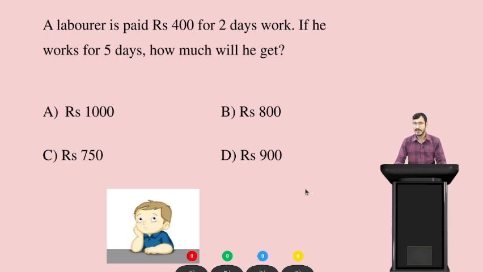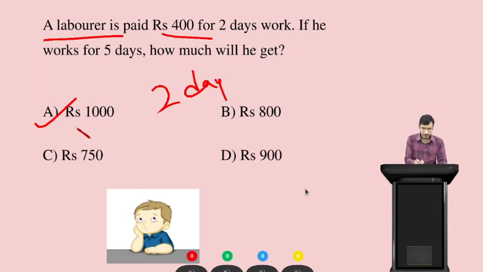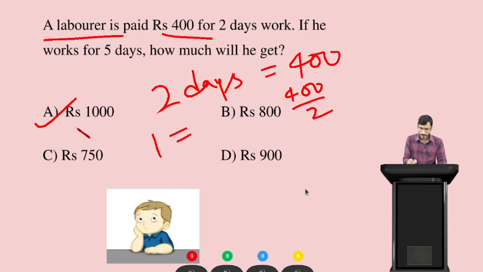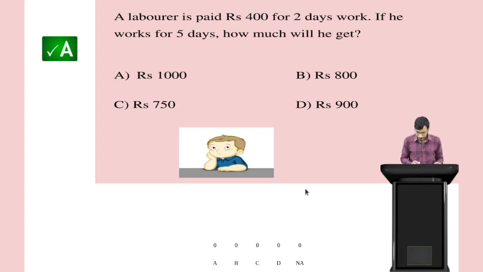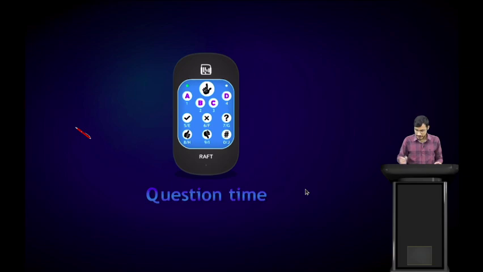Okay students, time's up. The right answer is option A, 1000 rupees. A laborer is paid rupees 400 for 2 days work. So 1 day's work is 400 by 2, that is 200, and 5 days work, 5 times 200, so rupees 1000. So option A is the right answer here. Now let's move to the next part.